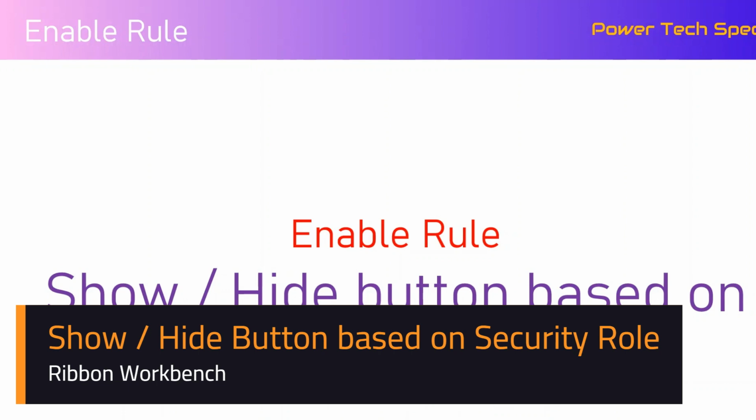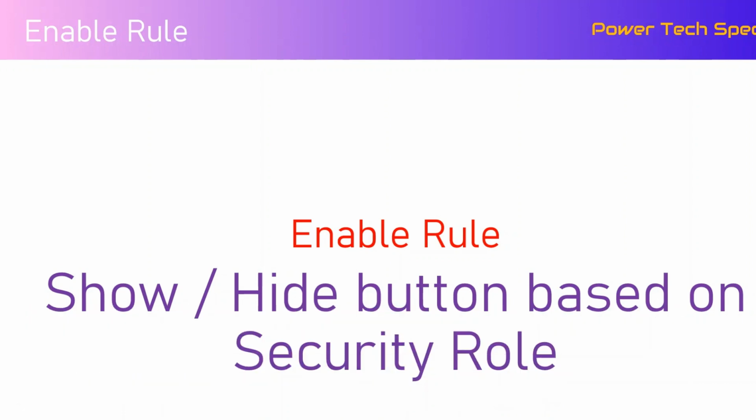In this video, I'll show you how to show or hide a button based on security role. For this, I'm going to use the Ribbon Workbench and the enable rule functionality. I'm going to write some JavaScript, attach it to a web resource, and then show or hide the button based on the outcome of that security rule.